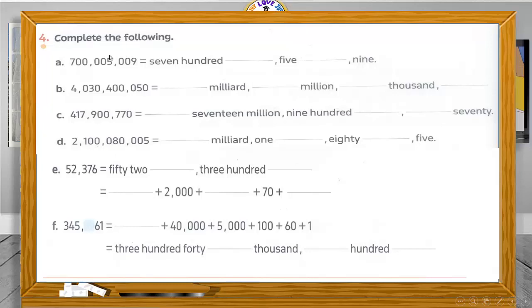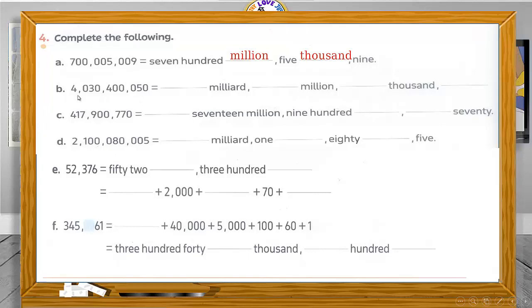Exercise 4. Complete the following. Here you have numbers and you have space. You should write the words here. 700. Here we have 700. 700 what? In which place or in which period? In million. So you should write 700 million. 5,000. Because this digit is in 1,000th place or in the second period. So write 1,000. Last period 9.